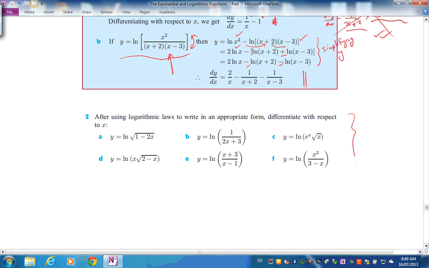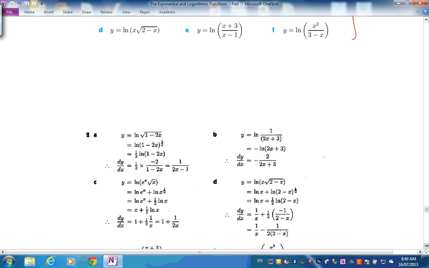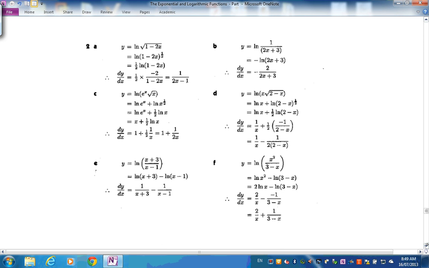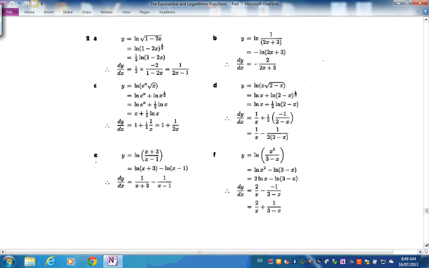Okay. Come down and see how good you are in simplifying these after using log rules. Write an appropriate form, differentiate. Okay. Have a go. I'll take you down to the answers now. Yep. Okay, so there they are. Just check that you've used the rules correctly for logs. Okay, let's move on.